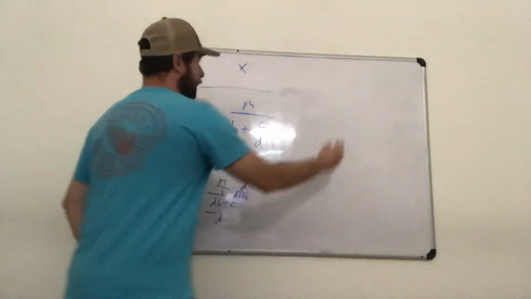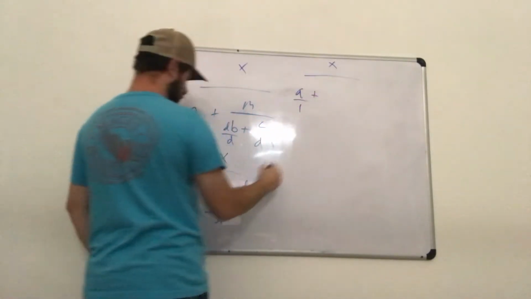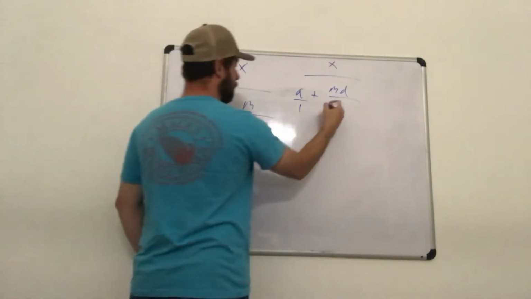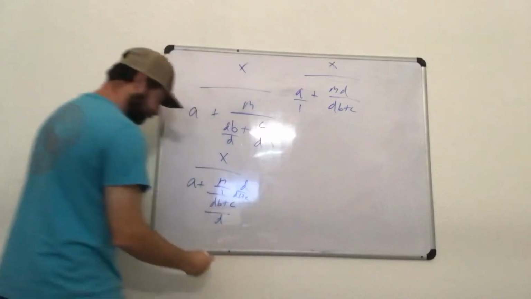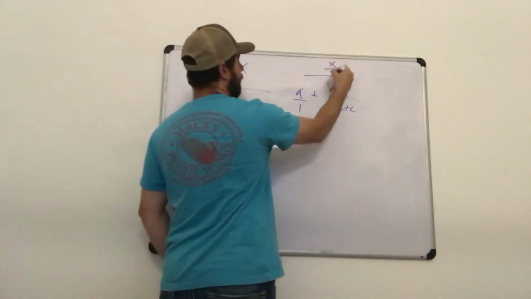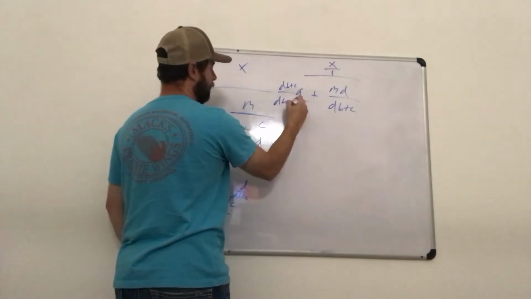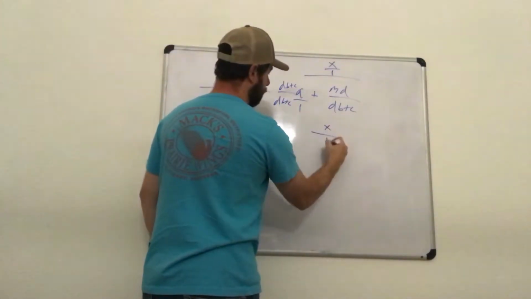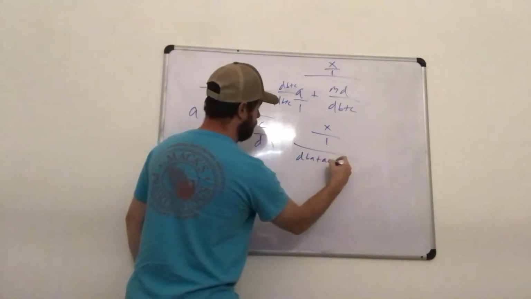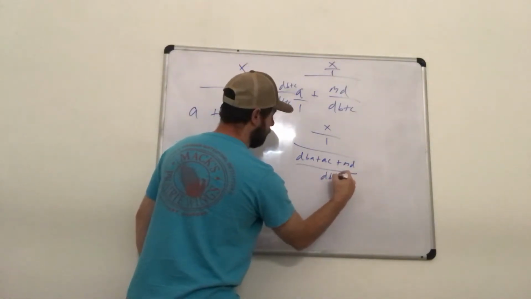So what you end up with is x over a plus md over db plus c. And same thing, common denominators, flip and multiply one more time. Common denominator is db plus c over db plus c. So you end up with x over 1 over dba plus ac plus md all over db plus c.